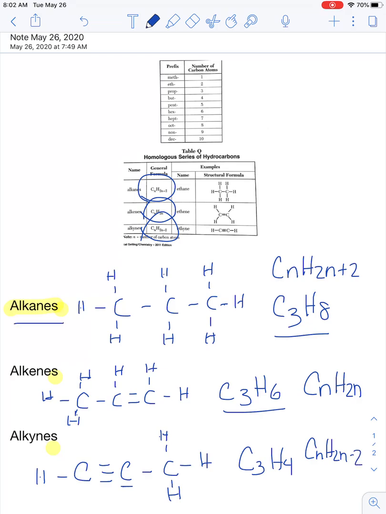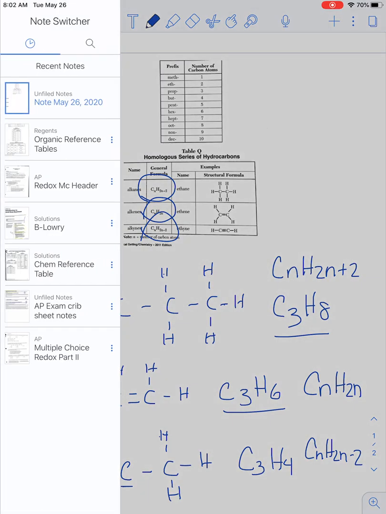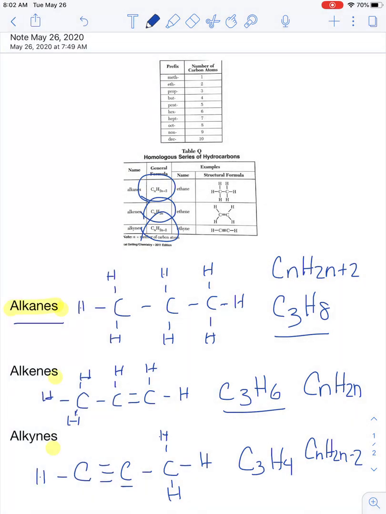So alkanes are homologous of one another. If I drew one with 4 carbons, it would be homologous of the one with 3. Same with alkenes or alkynes.